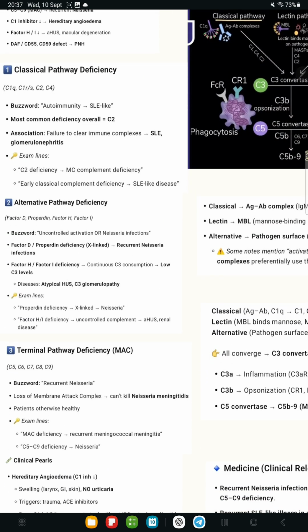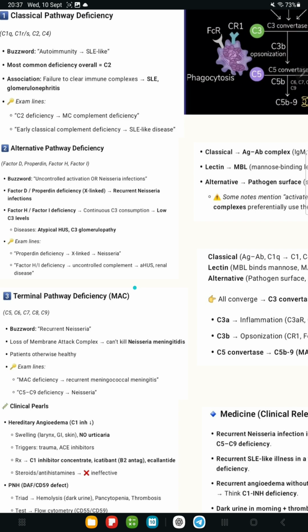All these, factor I also. The buzzword for alternative pathways is uncontrolled activation or Neisseria infections. Factor D and properdin deficiency is X-linked, and presents with recurrent Neisseria infections. When there is factor H and factor I deficiency, that leads to continuous C3 consumption and low C3 levels in the body. The diseases with alternative pathway deficiency are atypical HUS and C3 glomerulopathy. So this is how the question can be asked.